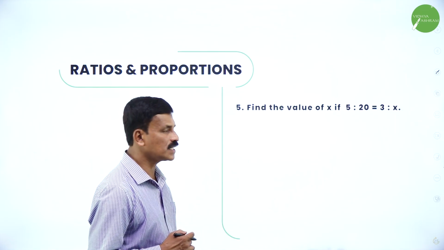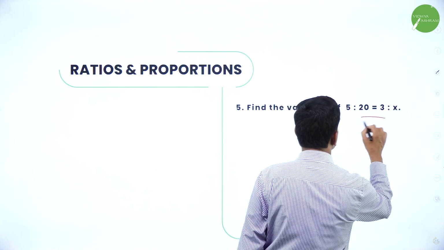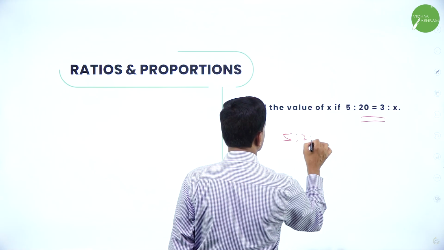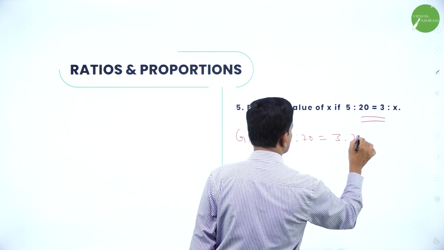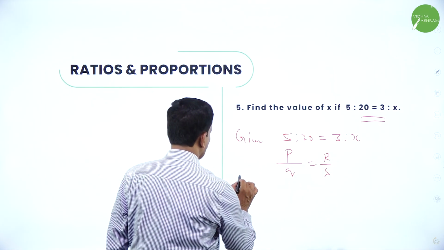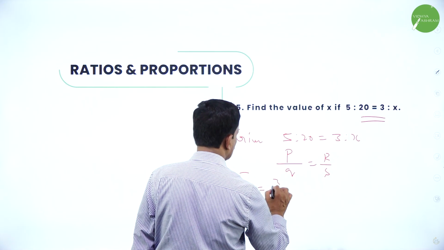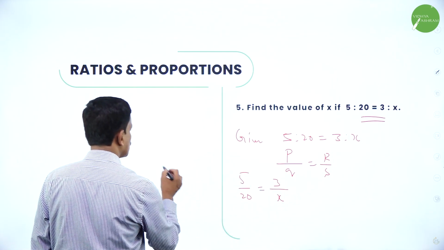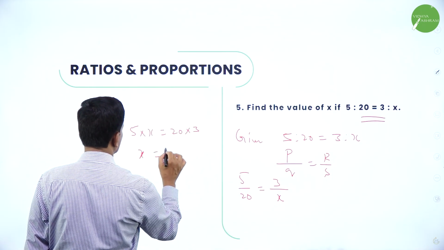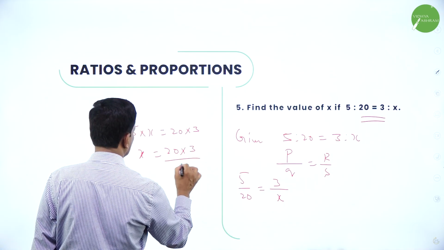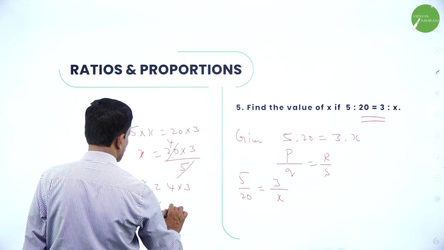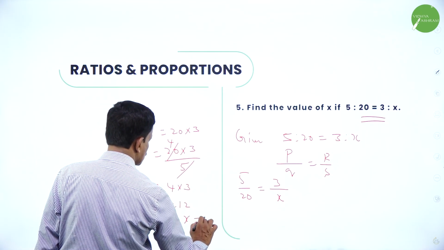Find the value of x if 5:20 is equal to 3:x. What is given? 5:20 is equal to 3:x. That is 5 by 20 is equal to 3 by x. Cross multiply, that's it. 5 into x is equal to 20 into 3. x is equal to 20 into 3 divided by 5. 5 fours are 20, so x is equal to 4 into 3, that's equal to 12. So therefore x is equal to 12.